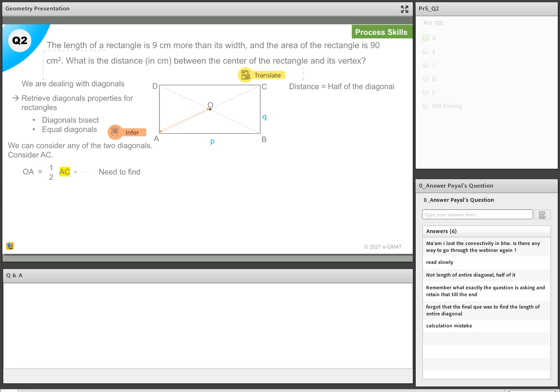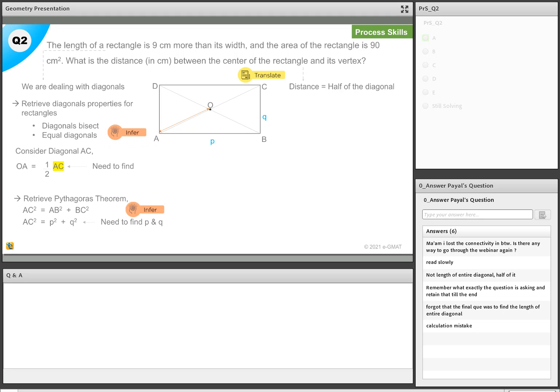Now, we can consider any of the two diagonals. Let's consider the diagonal AC. So OA is what you need, and OA is half of AC, and that's what we need to find. Now, you need AC. What you see over there is a rectangle. You needed to draw the rectangle.